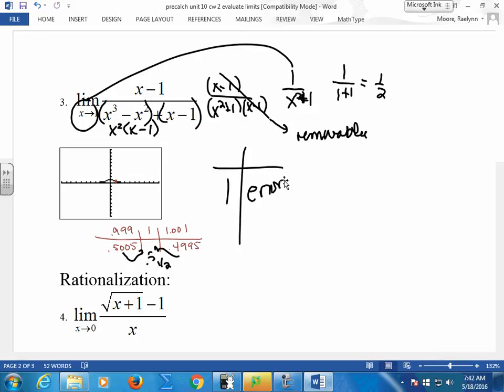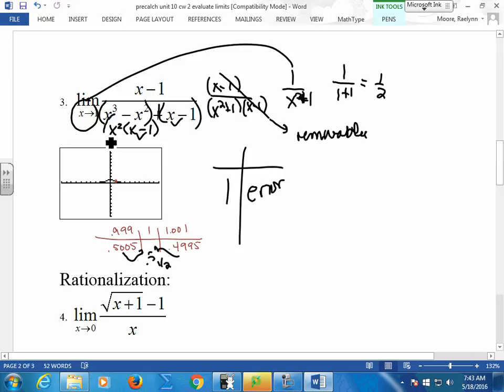Because you factored out a 1 out of here. I had my line too close and I didn't see my plus. Because this factor is the same as this, right? So what's left? X squared plus 1. Just group it.